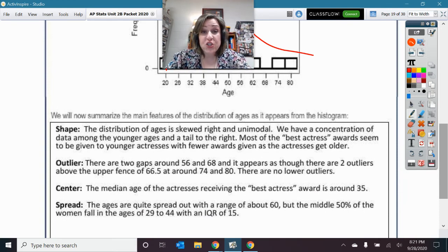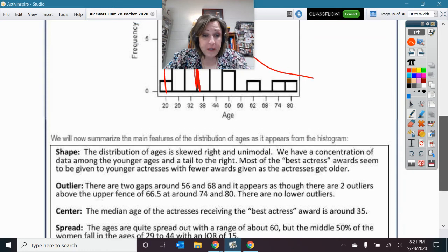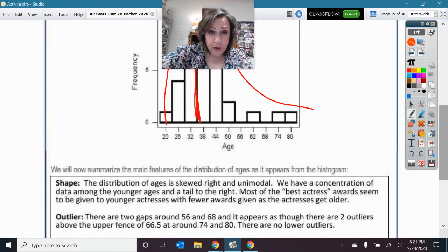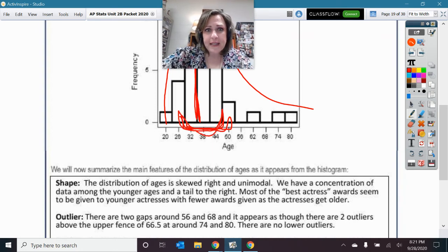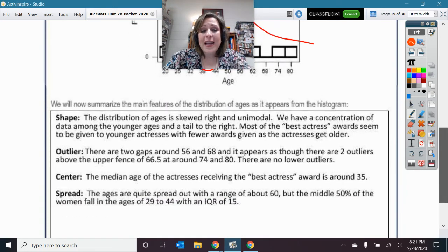It's around 35. The spread, they're quite spread out. I give the range. I know it's at least going from 20 to 80, so that's about 60. But the middle 50% looks like it's going from, I guess I had some data that told me it was going from 29 to 44. Okay, now back to the outliers.